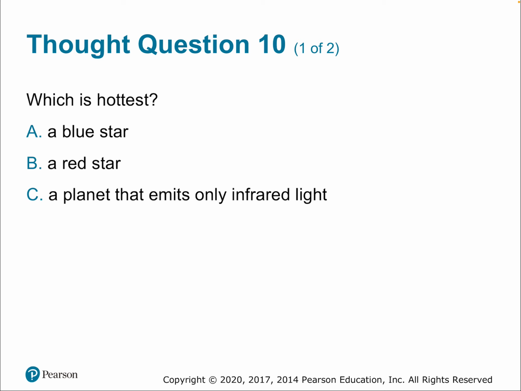So, which is hottest, a blue star, a red star, or a planet that emits only infrared light? Okay, so what was the relationship between temperature and wavelength? Right? I kind of said it, but what is it? A blue star, okay? And as I said, there's even hotter stars out there that are ultraviolet stars.